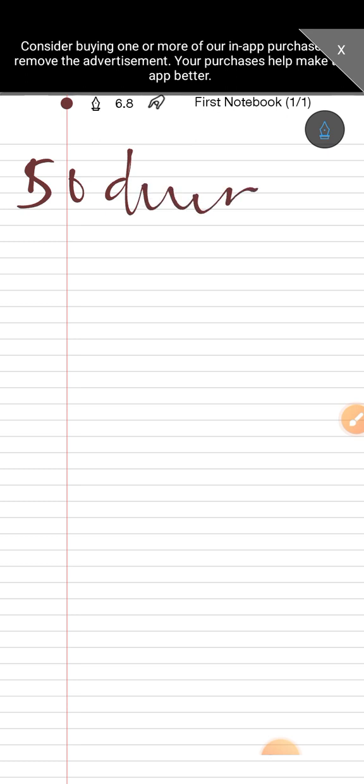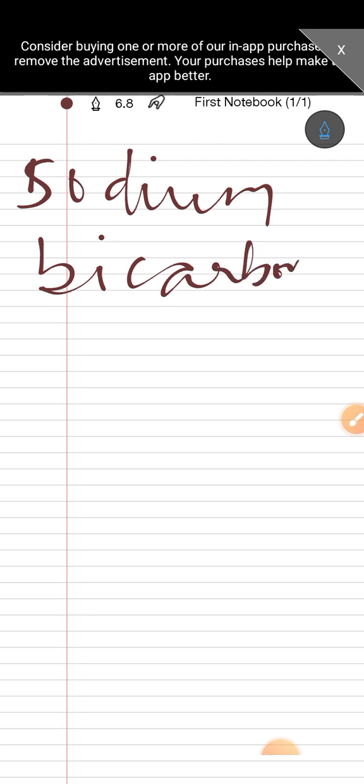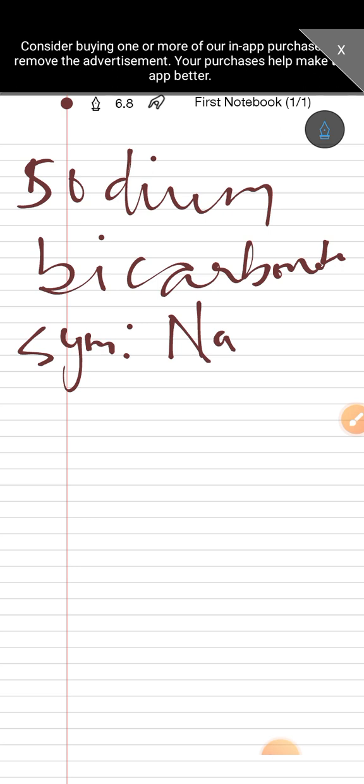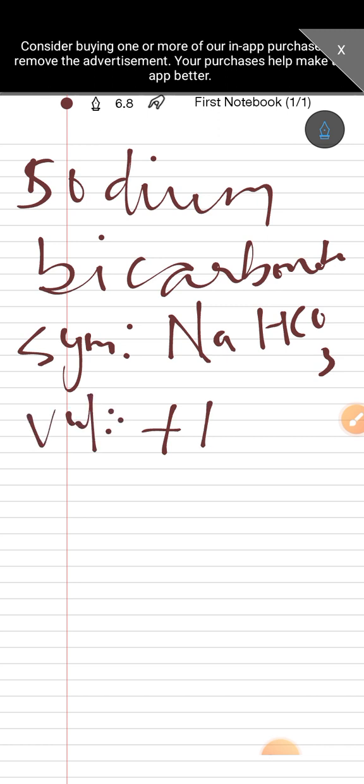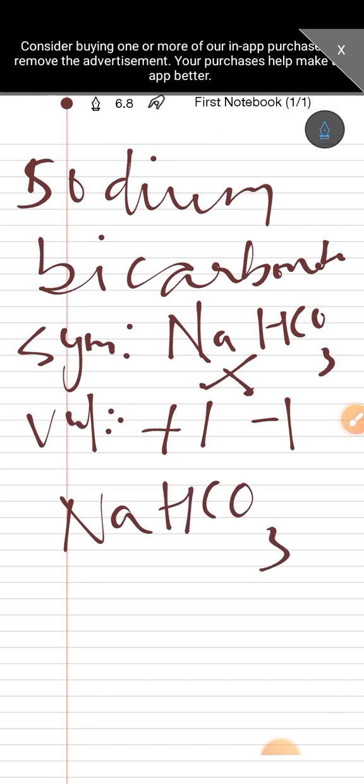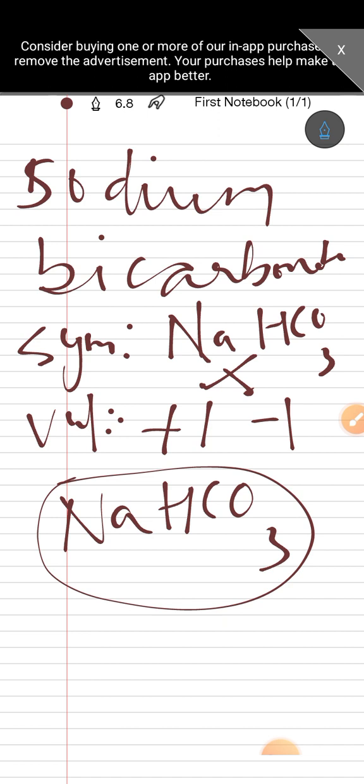Sodium bicarbonate. The symbol of sodium we all know, Na. Now bicarbonate is HCO3. What is the valency of sodium? Plus 1. And the valency of bicarbonate is minus 1. So if I crisscross, what will be the formula of sodium bicarbonate? NaHCO3. Now, sodium bicarbonate's common name is baking soda.